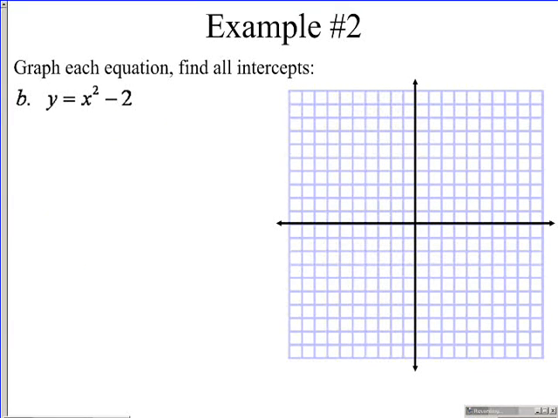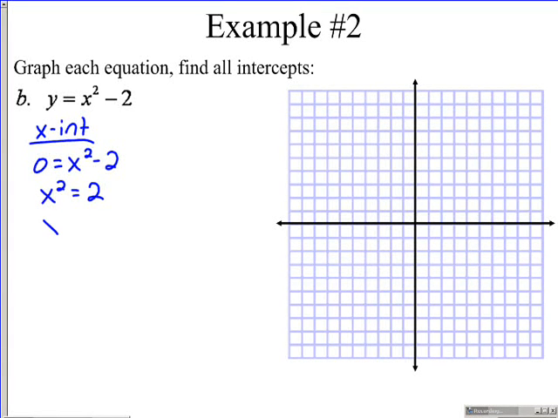Find intercepts again. This time we're no longer dealing with a line. It doesn't matter what graph you are working with. You find intercepts the same way every time. X-intercept, I'm going to put 0 in for y. 0 equals x squared minus 2. Solve this equation for x. We get x squared equals 2.